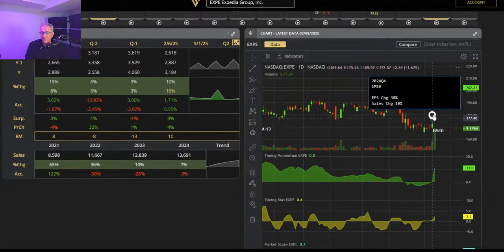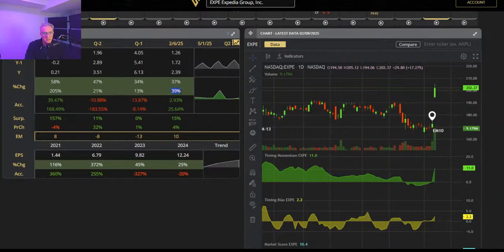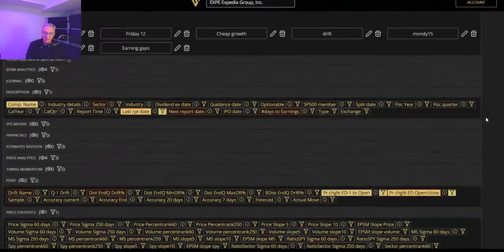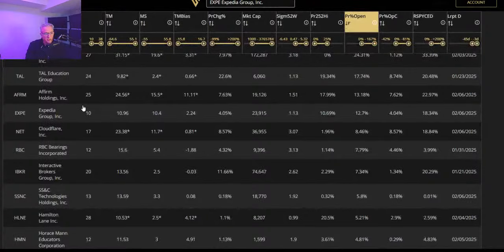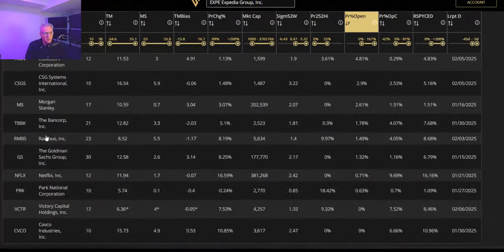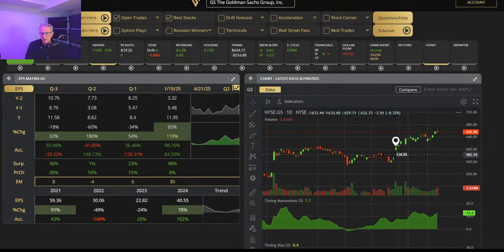Expedia, big jump from 173 to 202, big acceleration, pretty decent sales, extremely high earnings. It went from 172 to 239, so that's a 25% acceleration, and the stock broke its high and is on a tear right now. So Expedia, Cloudflare, RBC, Interactive Brokers, SS&C, and so on. So, click on those names, see the jump. Goldman Sachs as well, big jump here. So pretty nice to get this.